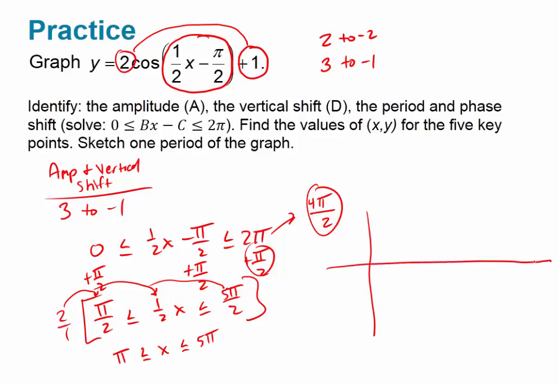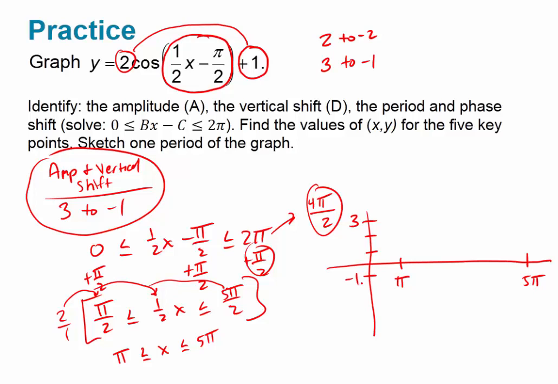Looks like I'm starting at pi, ending at 5 pi. Now, let's get this on there as well. I've got amplitude and a vertical shift. So at the highest, my graph is going to be 3: 1, 2, 3. At the lowest, my graph is just going to be -1.